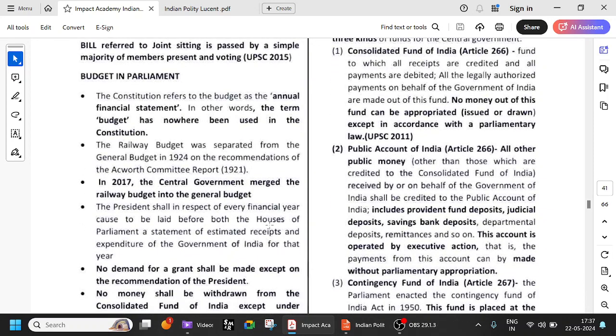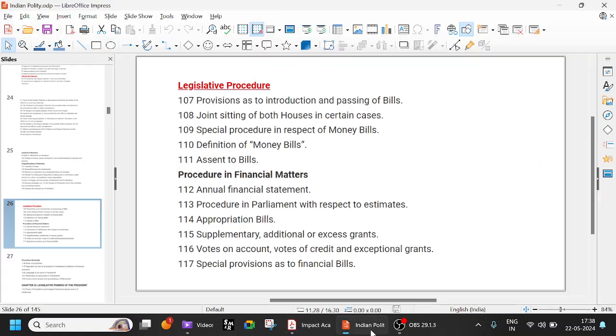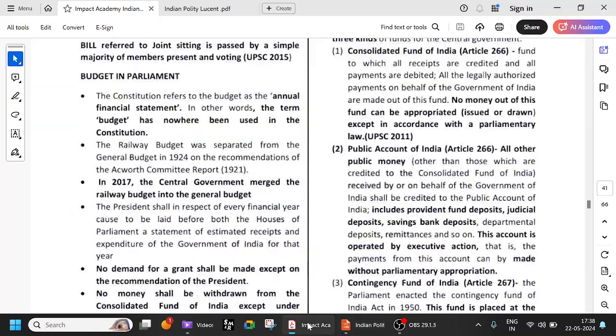Okay, so budget in Parliament. The Constitution refers to the budget as the annual financial statement. In other words, the term budget has nowhere been used in the Constitution. Okay, so we have already seen Article 112, right? Article 112 is annual financial statement. So the word budget has not been used in the Constitution anywhere.